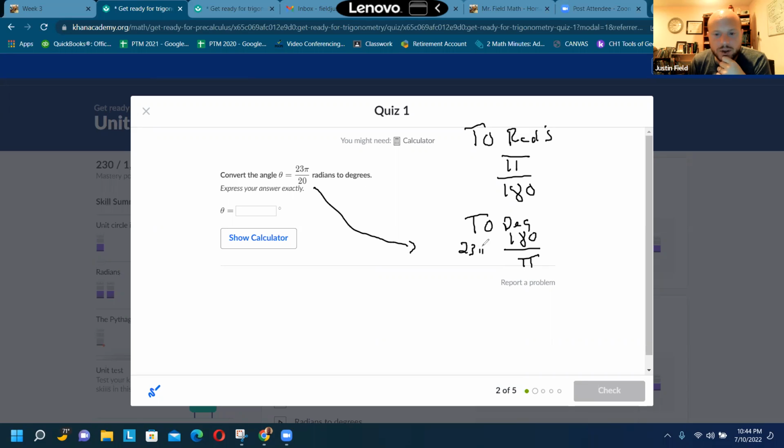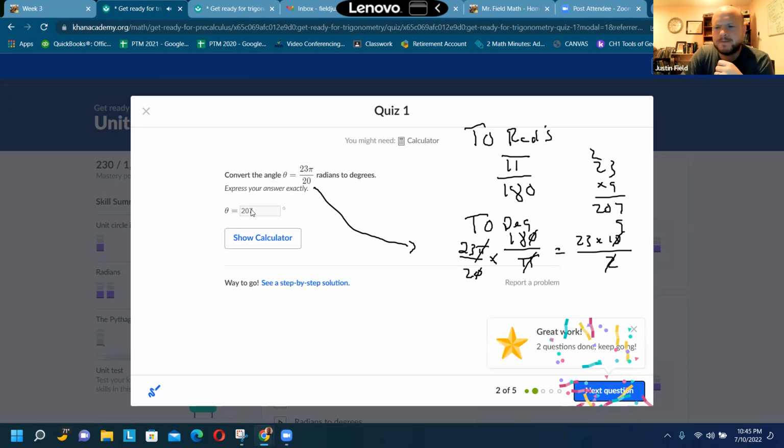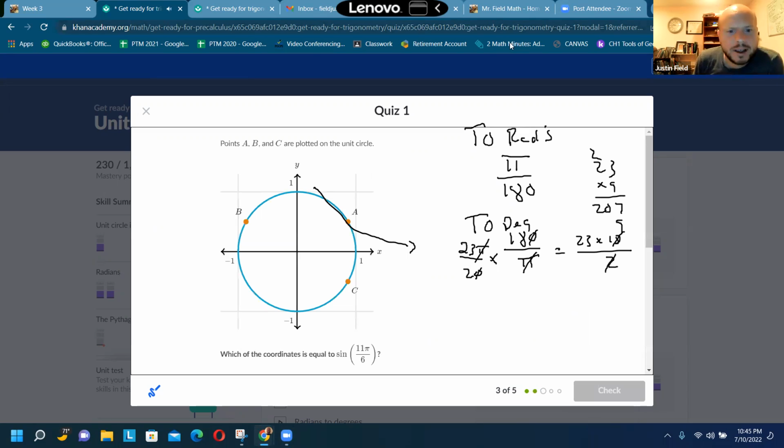So 23 pi over 20. And we just multiply them. And as I said, the pi's cancel. What else cancels? These zeros. So we end up with 23 times 18/2. Cancel that out, so I just got to do 23 times 9. So 27, 18, 20, 207. It may be 207 unless I did my math too fast. Goodness, I am getting them right.